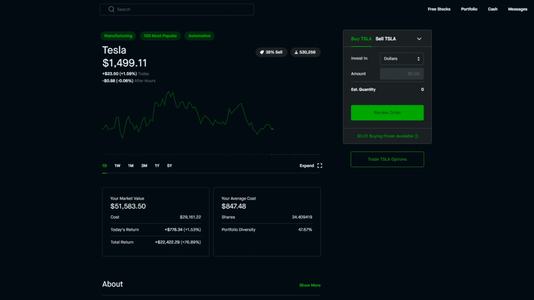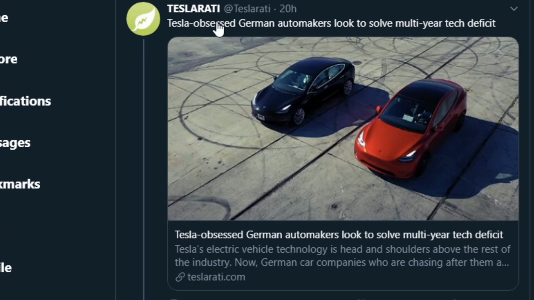And to just go over to Twitter to emphasize this even further, as you can see right here, an article by Tesla Roddy was recently released stating, "Tesla-obsessed German automakers look to solve multi-year tech deficit." And this is an article, I believe, about that recent news of Herbert Diess talking about how they are very far behind on Tesla and that a lot of automakers are as well.